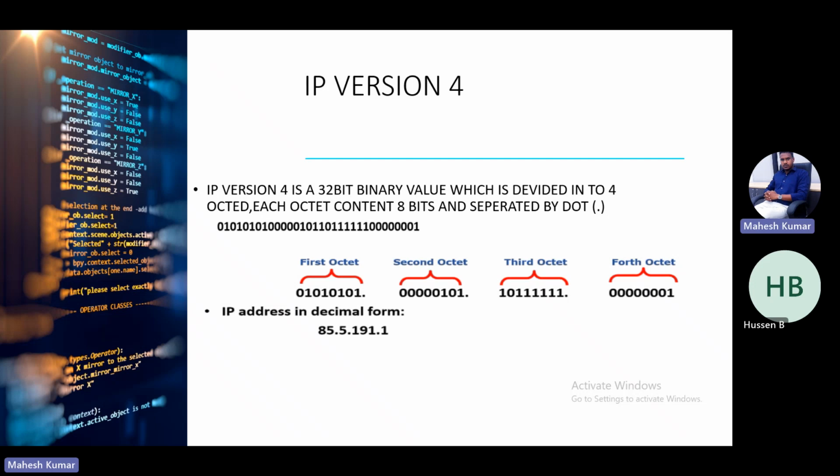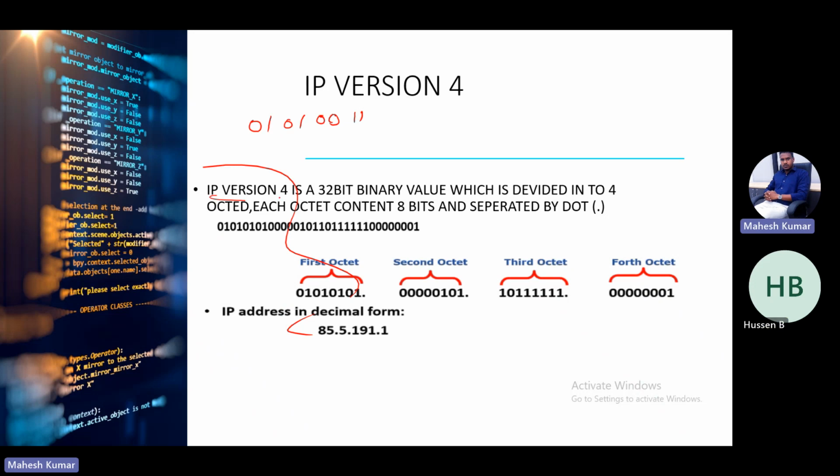IP version 4 is a 32-bit binary value. Binary means 0 and 1. Only 0 and 1 is binary, correct? Yes. In the last session we saw that: 0s and 1s, like 1, 0, 0, 0, and it may be double one, like that, right?